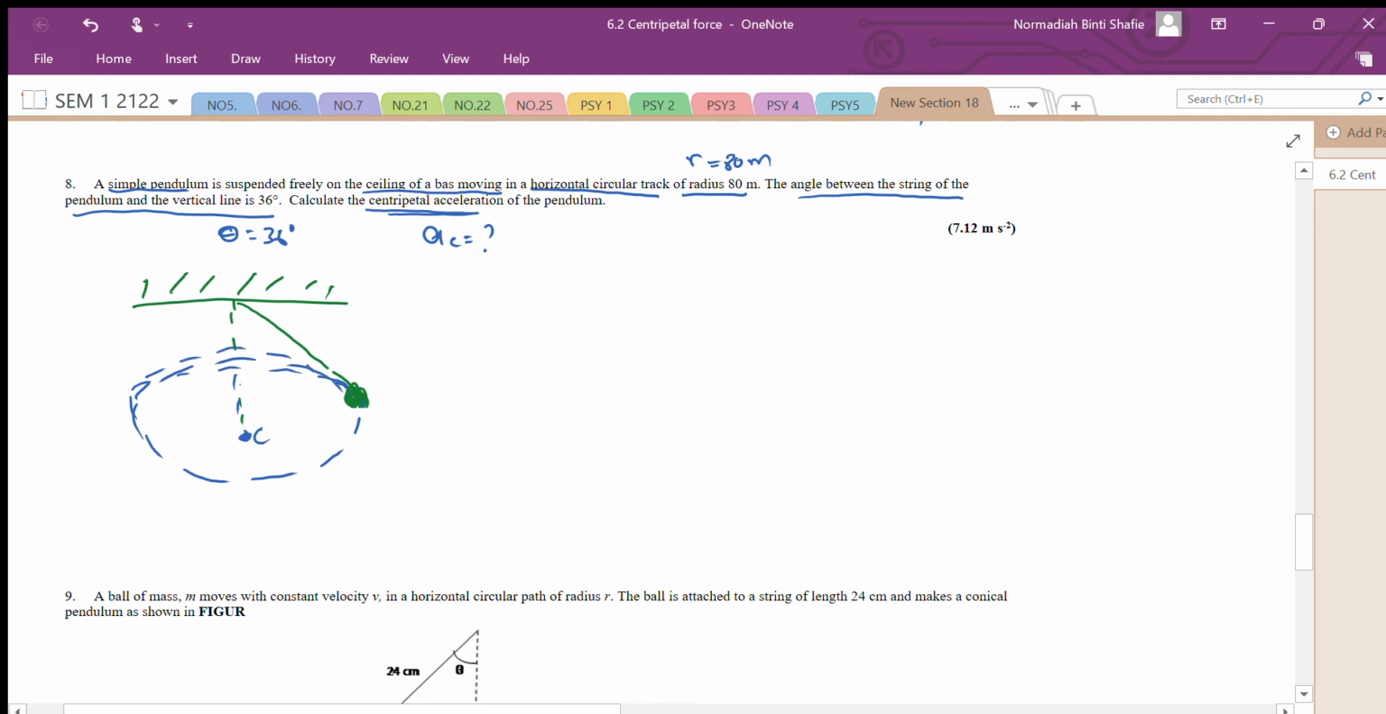Boleh ya? Okay, and then angle between the string and vertical equals to 30 degree. Radius bulatan adalah 80 meter. Wow, besarnya. Calculate the centripetal acceleration. Kita nak cari AC. Okay. As we know that AC equals to V square over R.